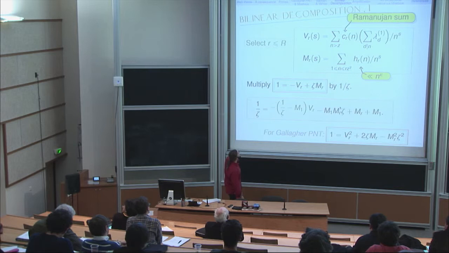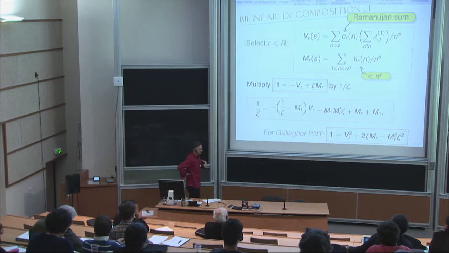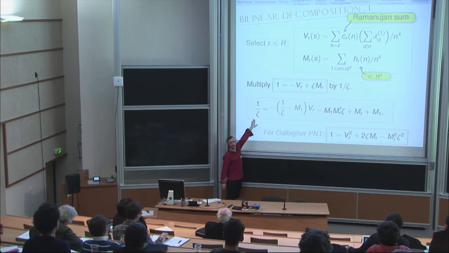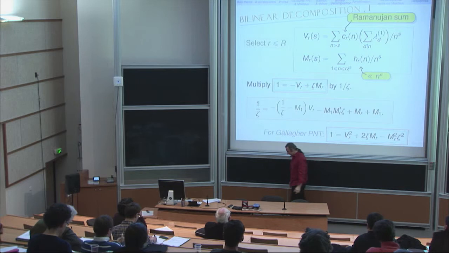So, I said I'm going to tell you about bilinear decomposition, and here is the bilinear decomposition. My aim is to produce an identity for 1 upon zeta, the generating function of the Möbius function. It's going to be my bilinear form, plus something easy, plus something trivial. I just have to tell you how these things are being done.